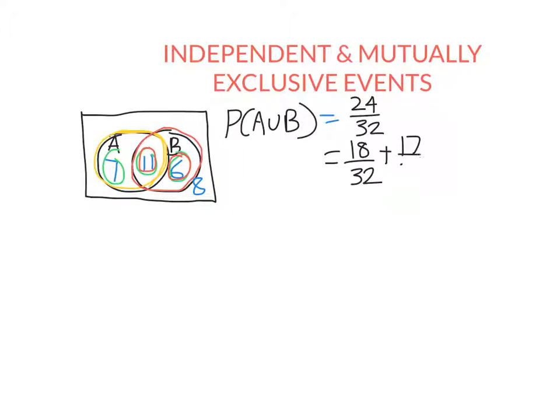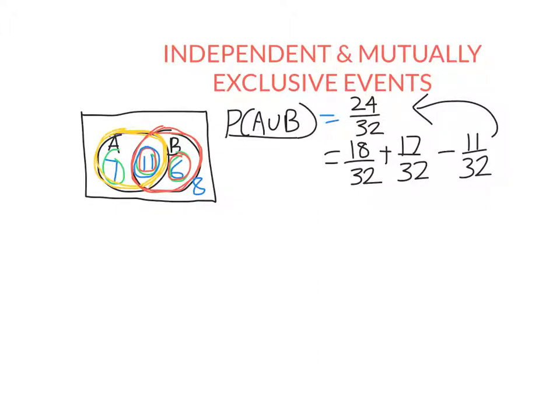But what you would notice is if I find A or B by adding the probability of A with the probability of B, I've double counted what's in the center. I've counted these 11 twice. So I would need to subtract 11 out of 32. And you can see 18 out of 32 plus 17 over 32 minus 11 over 32 does give me 24 out of 32. Why am I going through all this?